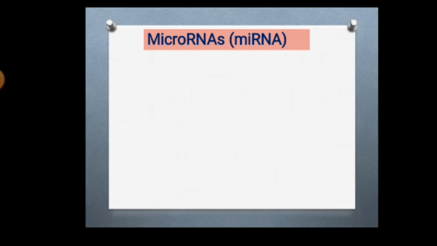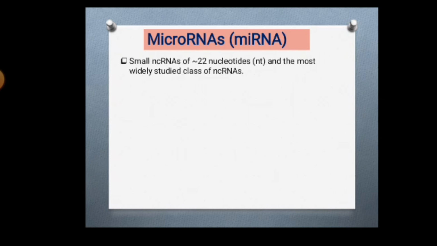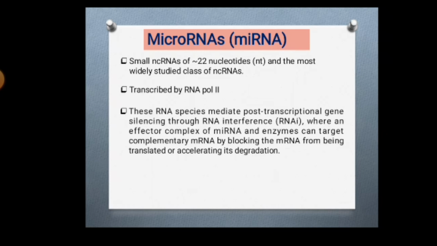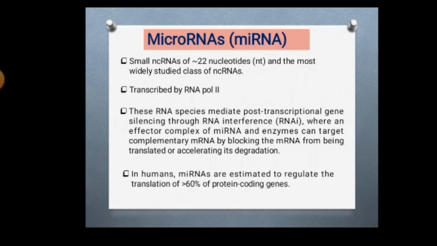Next, the function of microRNA, that is miRNA. It is a small non-coding RNA, about 22 nucleotides, and the most widely studied class of non-coding RNA. This miRNA is recently used in various research purposes. It is transcribed by RNA polymerase II. This RNA species mediates post-transcriptional gene silencing through RNA interference, where an effector complex of miRNA and enzyme can target complementary mRNA by blocking it from being translated or accelerating its degradation. In the human genome, miRNAs are estimated to regulate the translation of more than 60% of protein-coding genes.